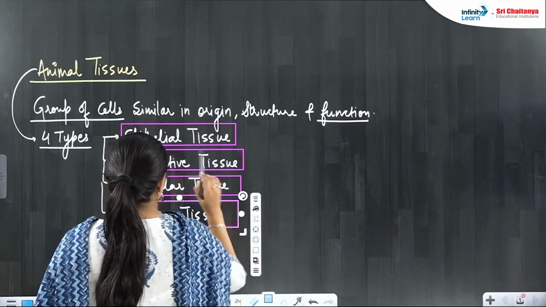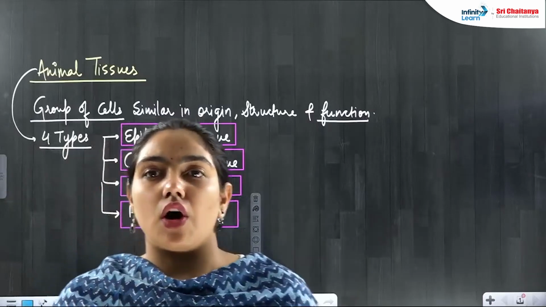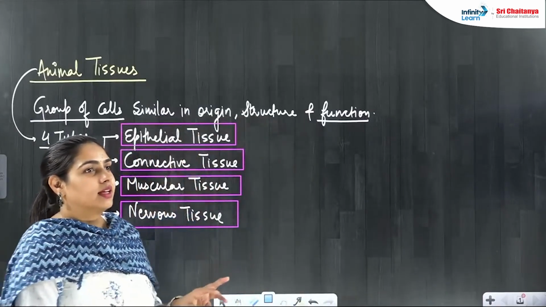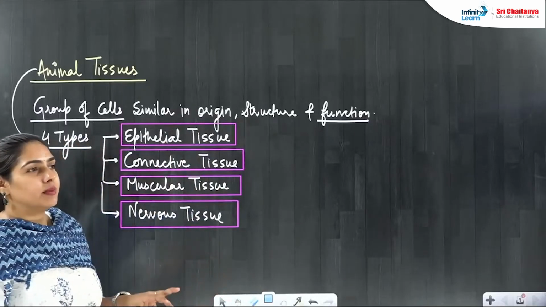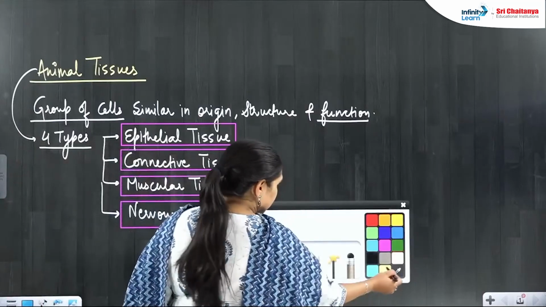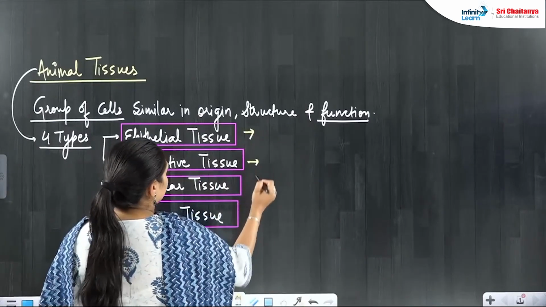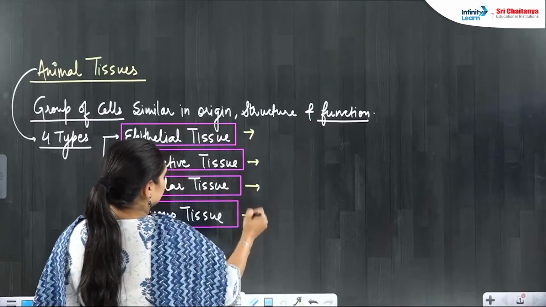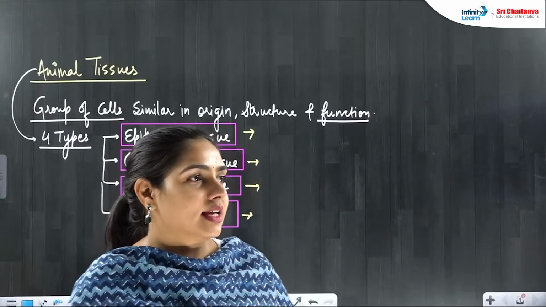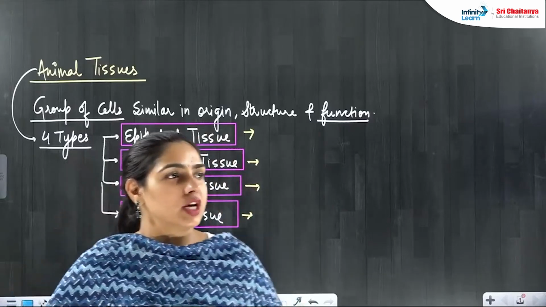beta. Can you quickly tell me the origin of all these tissues? Tell me quickly in the chat section. What is the origin of epithelial tissue? What is the origin of connective tissue? What is the origin of muscular tissue? What is the origin of nervous tissue? Which germ layer? Jaya, Charan, which germ layers?